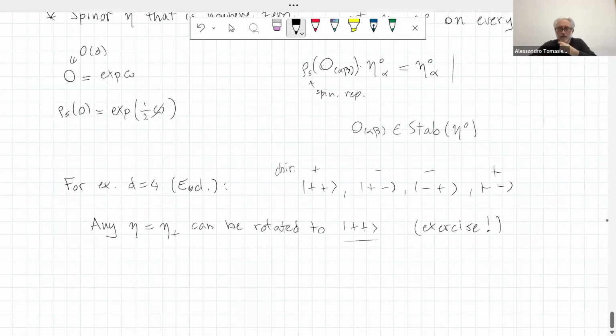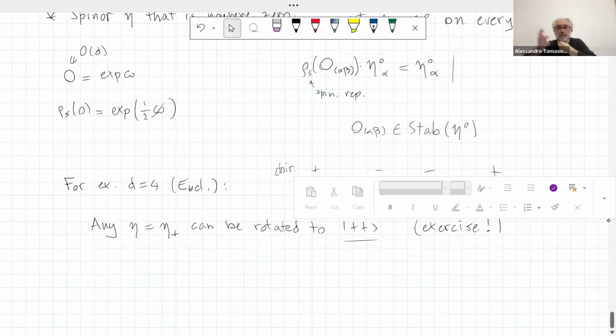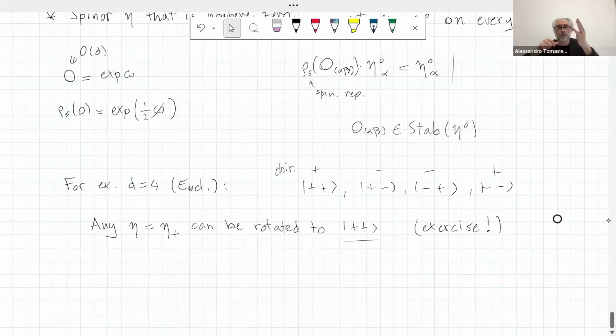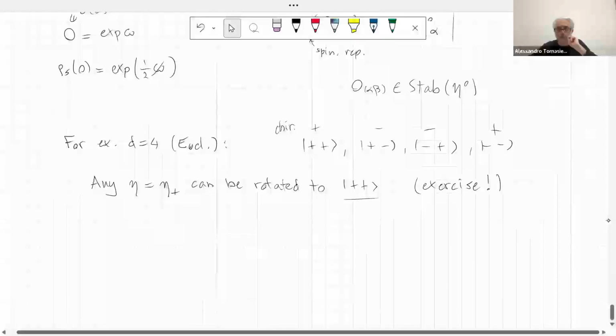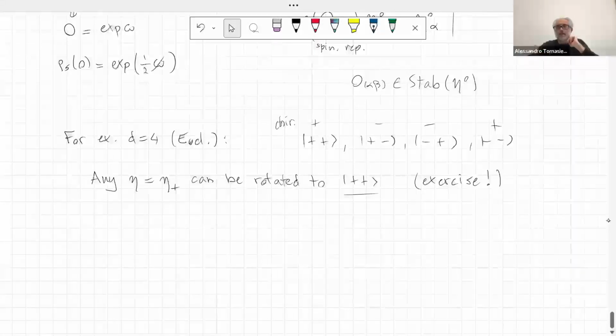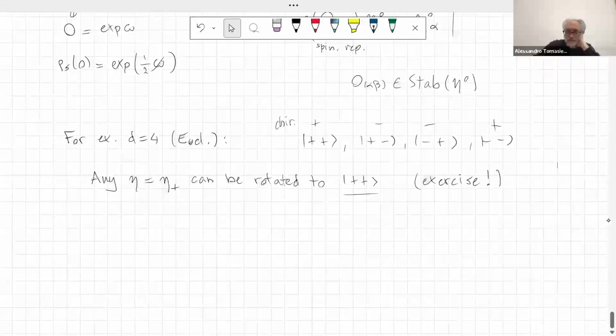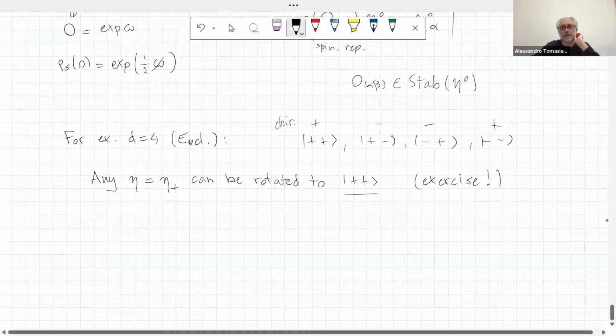It turns out that also in dimension 6, where the space of Weyl spinors is actually 4-dimensional, you can bring the spinor to one particular form, such as plus plus plus. In higher dimensions, this is not true. Not any spinor can be brought to this form. Actually, this is a special property. Any spinor that can be brought to this form is called pure.